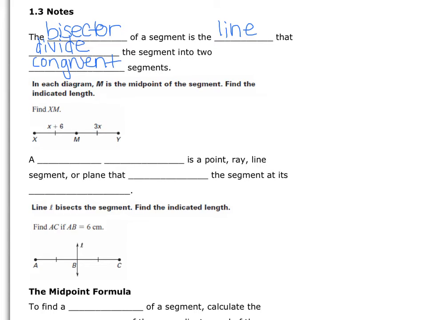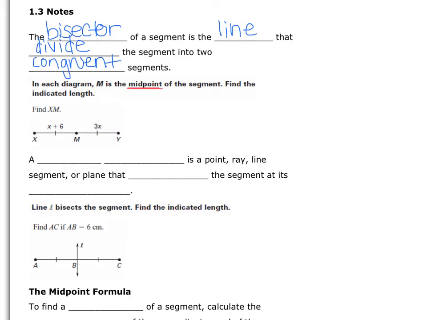That word bisect is very important because it is a lot different than when we talked previously about the word between, which just means in the middle. If something is being bisected, that means it's being cut exactly in half. So let's look at how this would work in a scenario with some variables. In each diagram, M is the midpoint of the segment. Find the indicated length. When a segment is being bisected, it's being bisected at its midpoint.